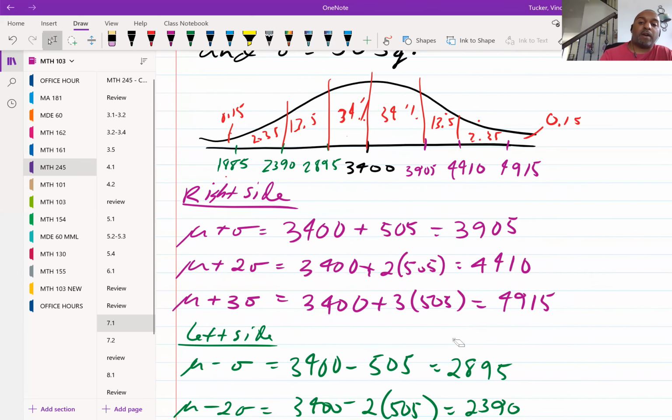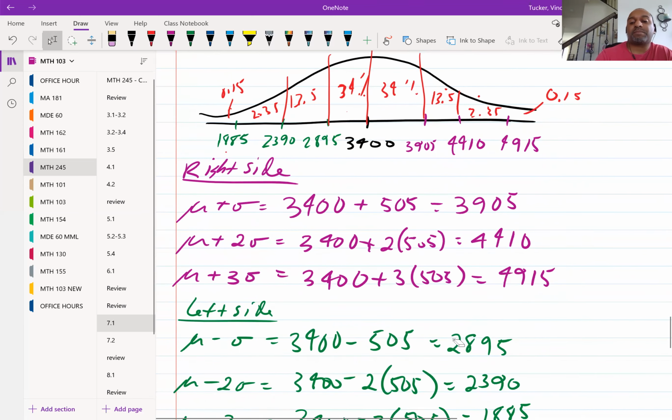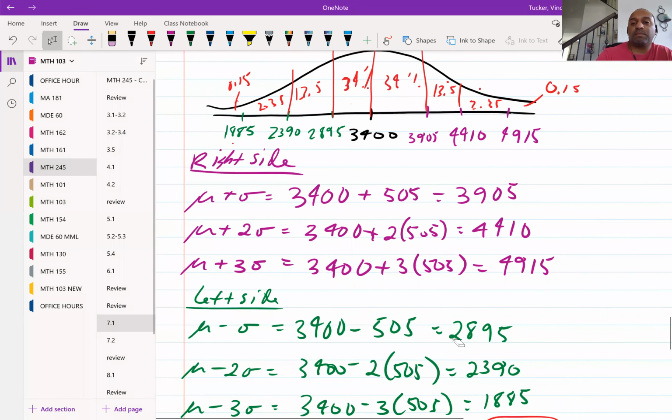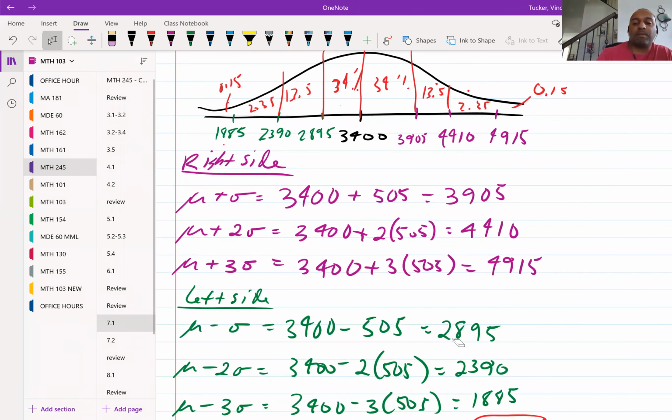And then to get the left side, we subtract 505 from the mean 3 times. And so that's how we get 2,895, 2,390, and then 1,885.